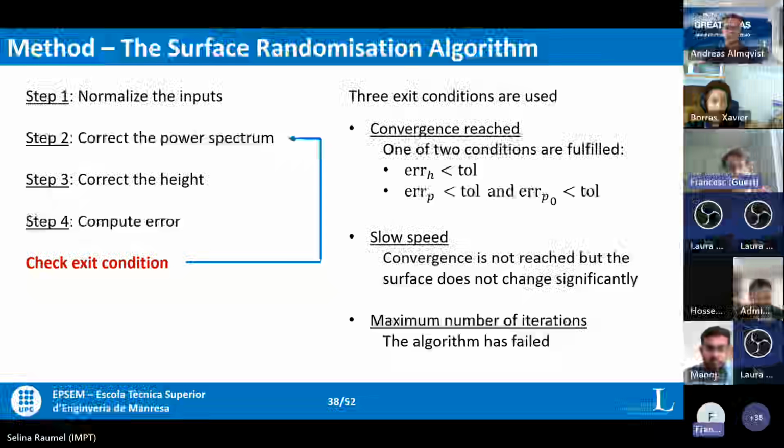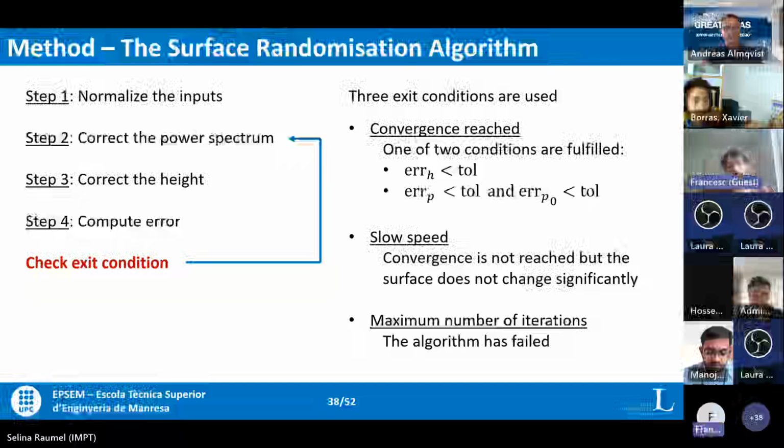However, that's not always the case. Sometimes we need to stop because of a slow speed, and that happens when the surface is not changing anymore, but the error is not smaller than the tolerance. So in this case, we also stop the code. And finally, if the algorithm has failed, which rarely happens, the maximum number of iterations is also used as a criterion to stop. And that's basically all there is about the algorithm.